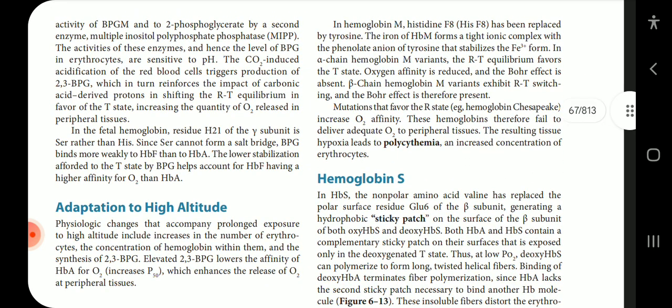Mutations that favor R state hemoglobin, such as hemoglobin Chesapeake, increase O2 affinity. These hemoglobins therefore fail to deliver adequate O2 to peripheral tissues. The resulting tissue hypoxia leads to polycythemia and increased concentration of erythrocytes.